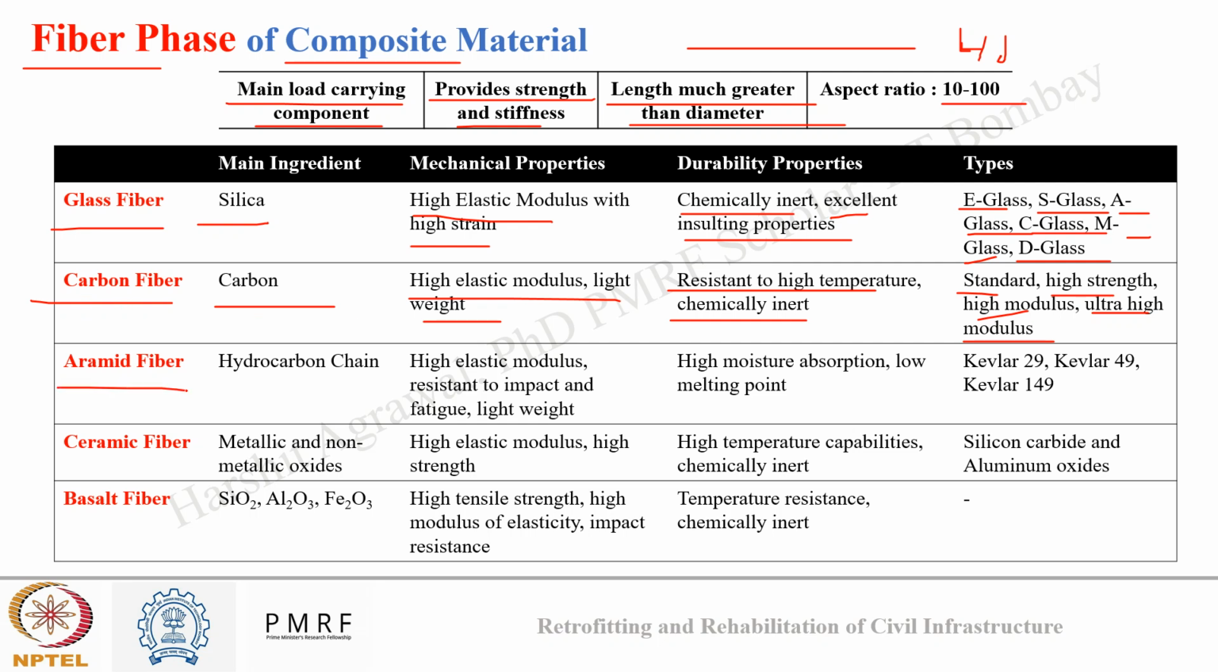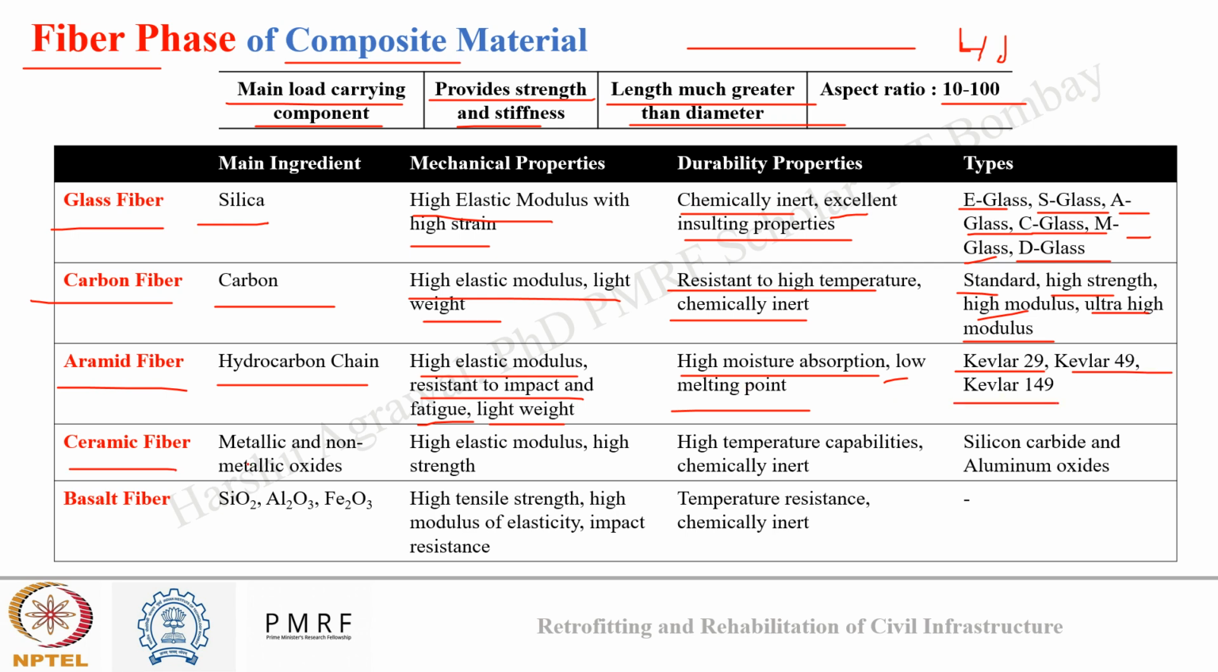Okay, there are aramid fibers which are mainly based on hydrocarbon chains. They have high elastic property, resistance to impact and fatigue, and they are lightweight. They have high moisture absorption capacity and low melting point. And there are different types like Kevlar 29, Kevlar 49, Kevlar 149.